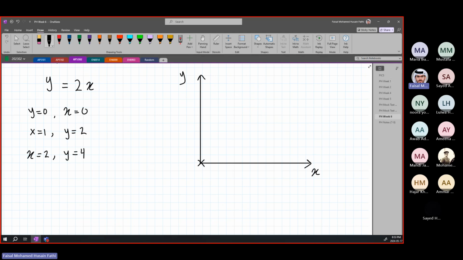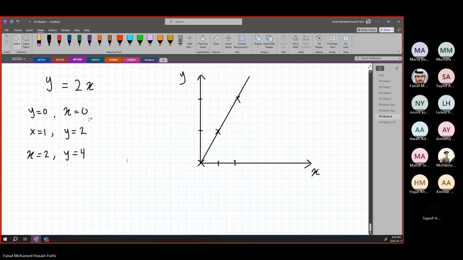So if you want to draw the graph, it's going to look something like this. Let's say this is 1, and this is 2. So this is another point. Let's say this is 2, and this is 4. It's going to be somewhere along here. And if you draw the line, it's going to be a straight line that goes through both these points because you have a linear equation.